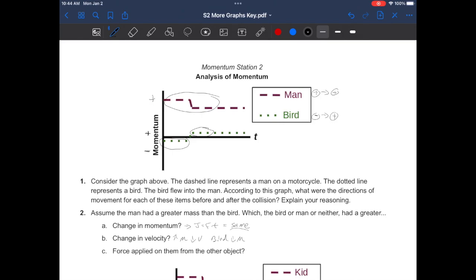Force applied on them from the other object. Newton's third law states that the force from an interaction between two objects is going to be equal but in opposite directions. They're going to have the same force between them. Newton's third law.